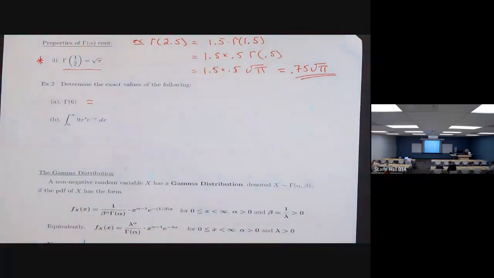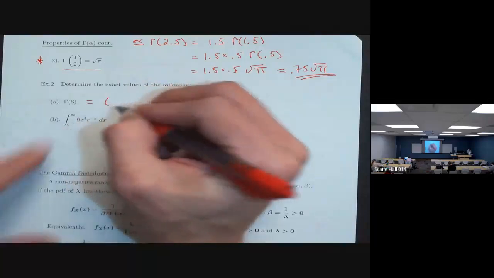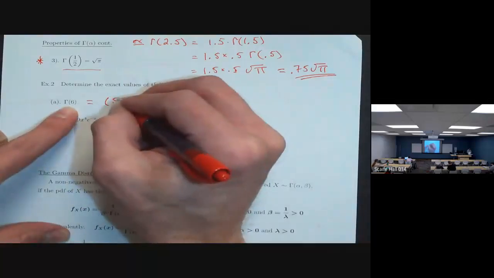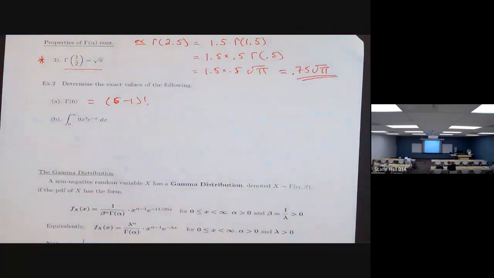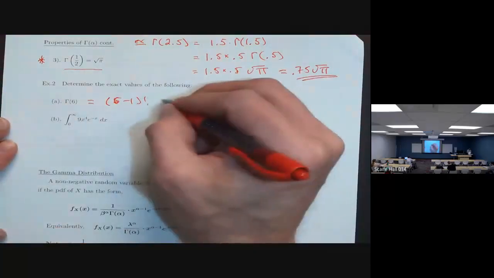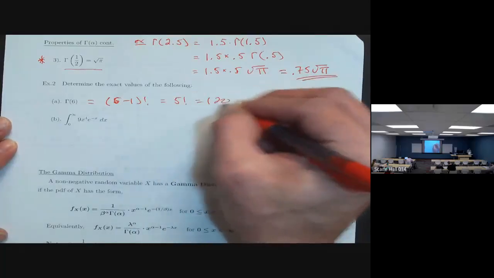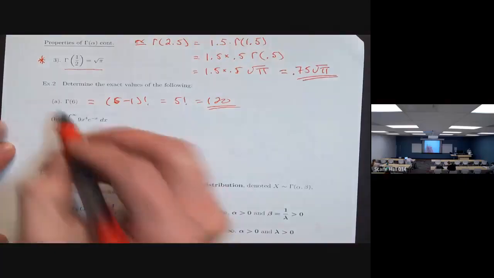All right, so real quick, gamma of 6. That's a whole number. So that is just gamma of n is n minus 1 factorial. So 6 minus 1 factorial, or 5 factorial, or 120. Done.